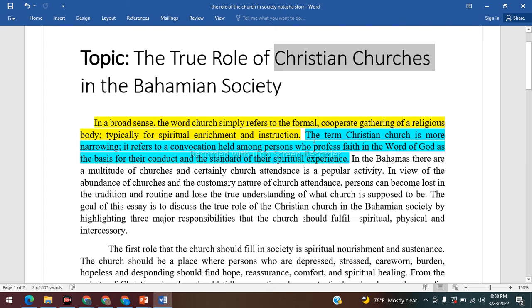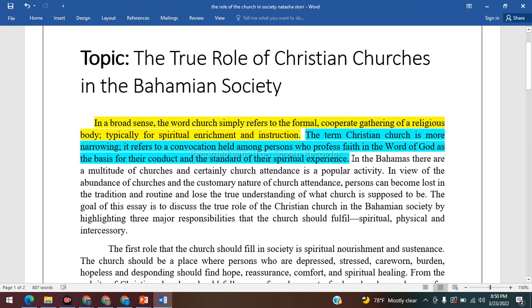And the way I define it is so sleek and so good. Like I said, it refers to a convocation, or we could use the word gathering, held among persons who profess faith in the Word of God as the basis for their what? Conduct, their standard of their spiritual experience. Nice, sleek, no one can argue with that definition. And I didn't use a Google definition, I just explained it in my own words, right?